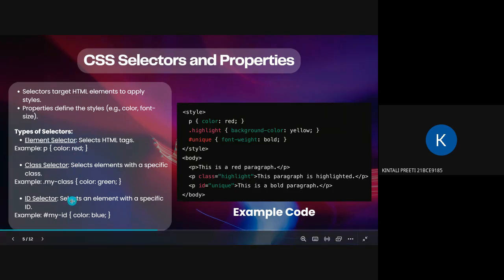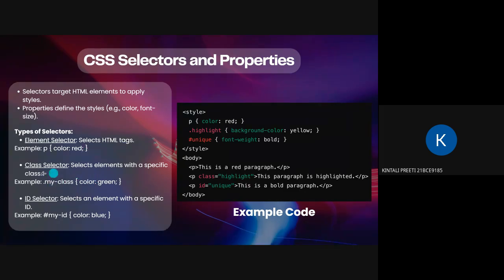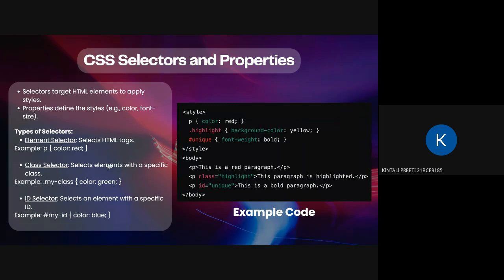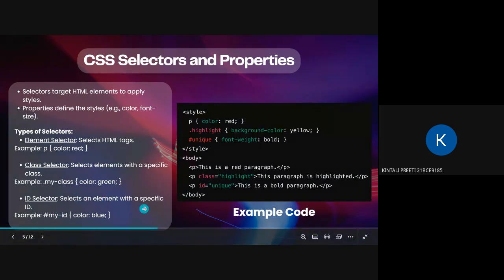So these are the types of selectors. One is element, another one is class, another one is ID. Element is directly the HTML tag names, and then the class selector selects elements with a specific class. Two or more elements can have the same class, whereas ID cannot be the same for more than one element. And how we call them is using dot and hash. This is it. It is very simple.